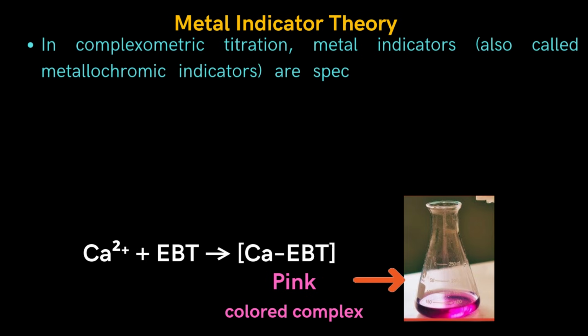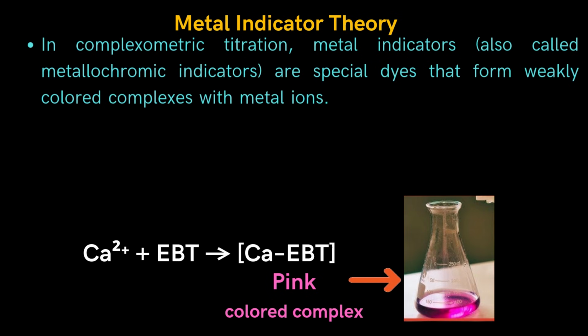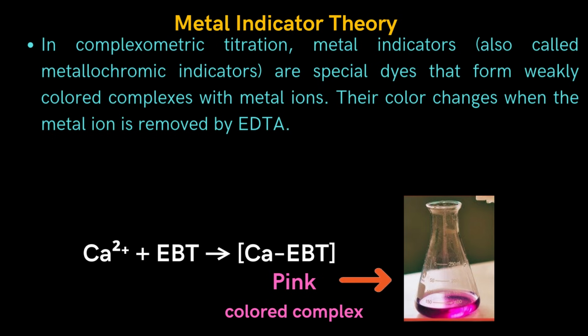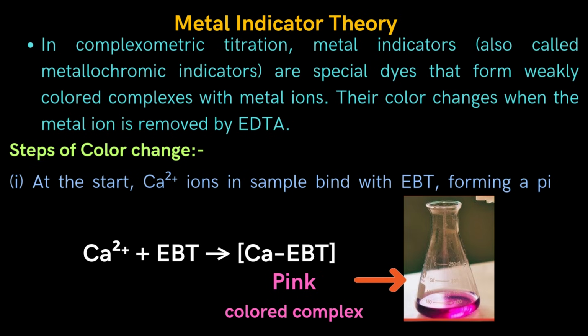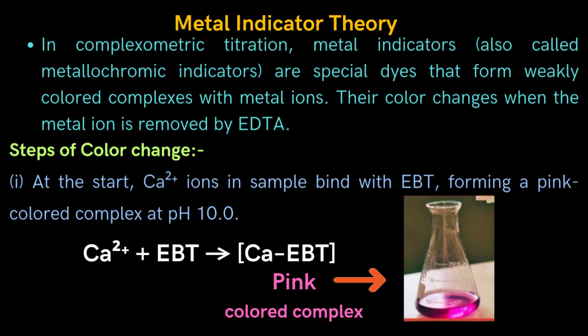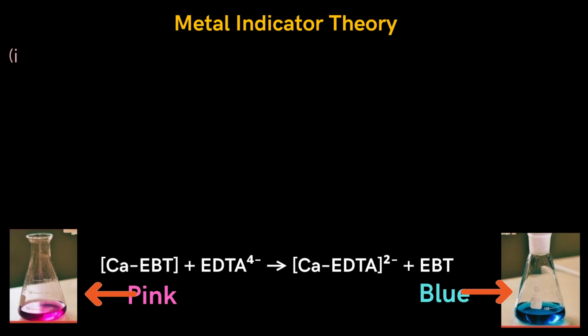As we know, in complexometric titration, metal indicators are special dyes that form weakly colored complexes with metal ions. This can be understood in different steps. The first is, at the start of the chemical reaction, Ca2+ ions in the sample bind with EBT, forming a pink colored complex at pH 10.